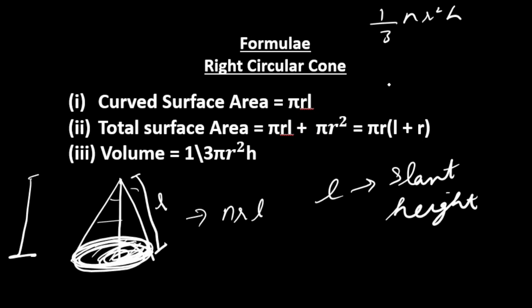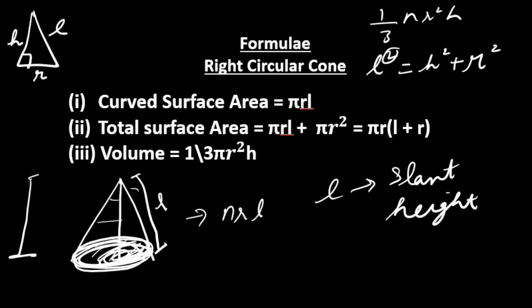This height, and here we can find this slant height by using this formula also. If you visualize this part of the cone, it is like a right triangle, where this is slant height, this is radius, and this is height of the cone. By using Pythagoras theorem we can find l square equals h square plus r square. If you shift square to the other side, l equals square root of h square plus r square. So these are the cone's formulas.